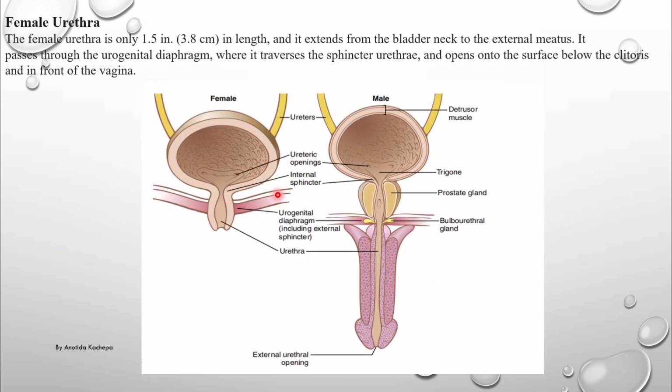Then lastly we have the female urethra, which is shorter in females than in males. It's about 3.8 centimeters long, and it extends from the bladder to the external meatus. It passes through the urogenital diaphragm, and it opens onto the surface below the clitoris and in front of the vagina. Okay, so that was the female external and internal genitalia.